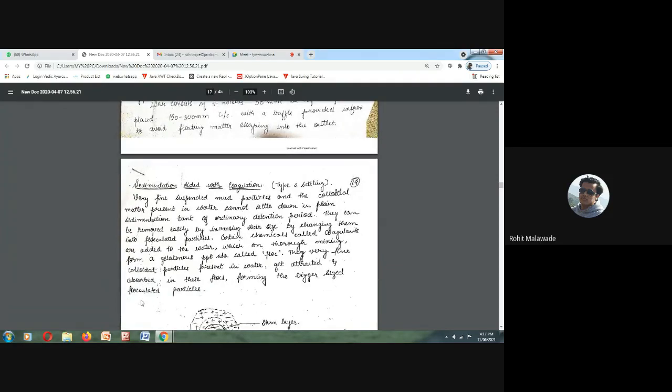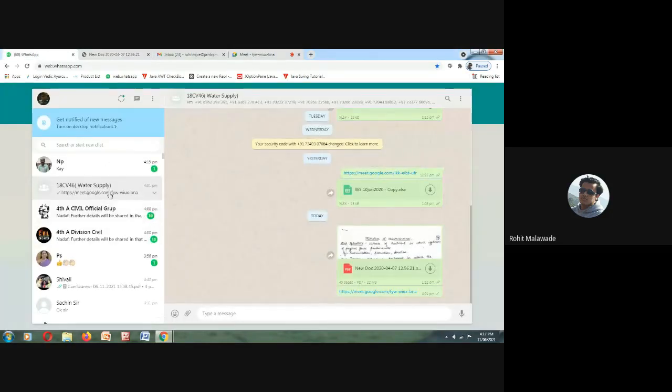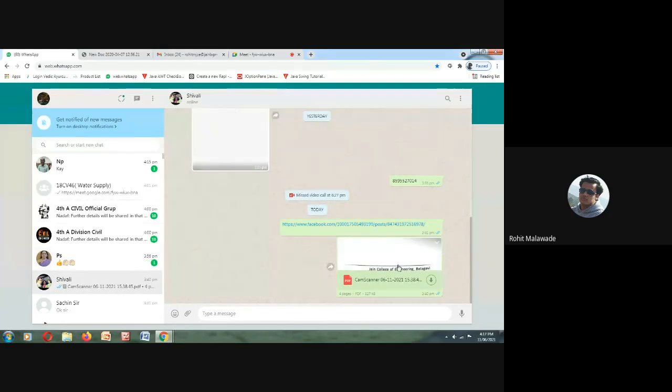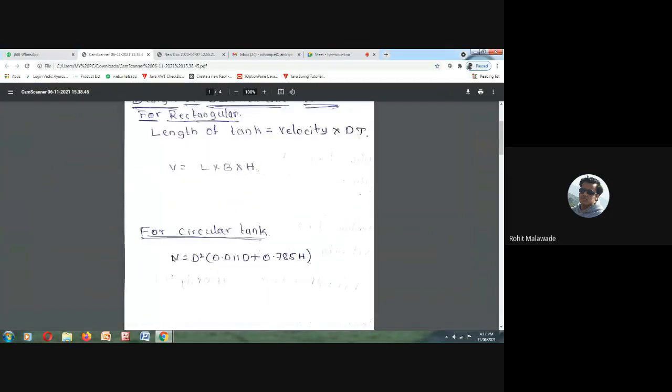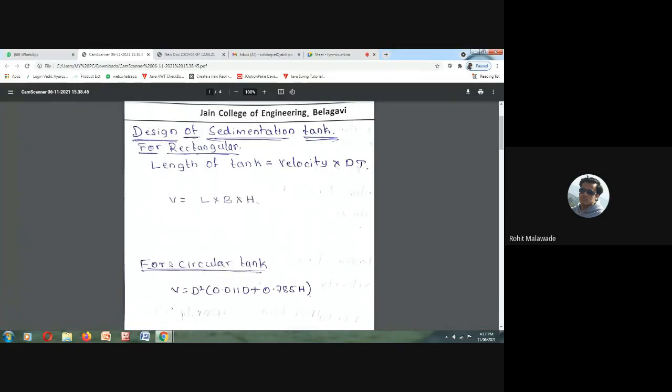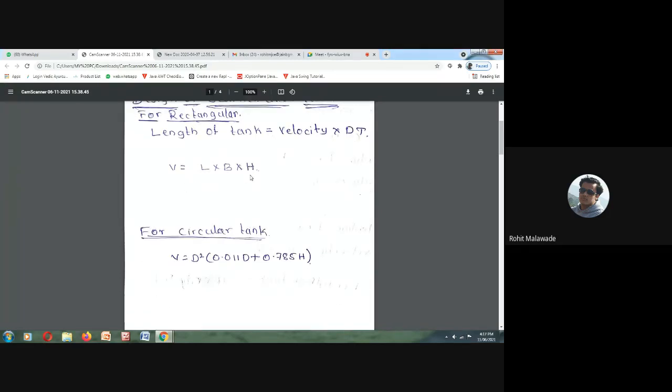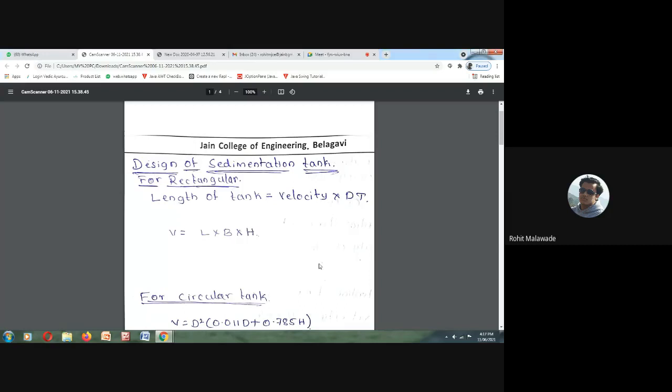Now we are going to solve some problems on the sedimentation tank, right? So this is the formula that we are going to use. Length of the tank is equal to velocity into detention time. And volume V is equal to L B H, that is length, breadth, and height of a sedimentation tank if we are going to use a rectangular tank.